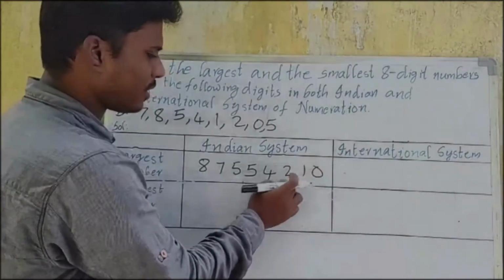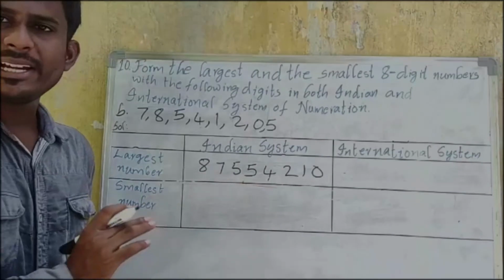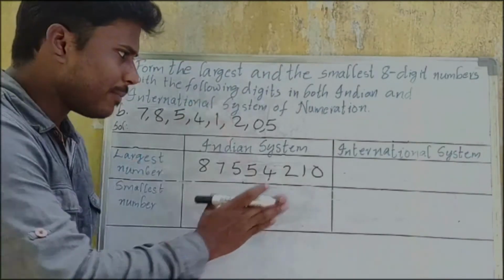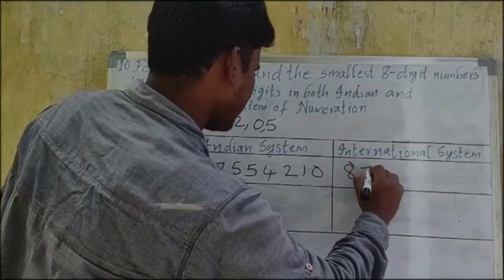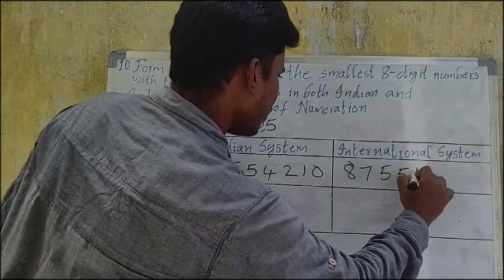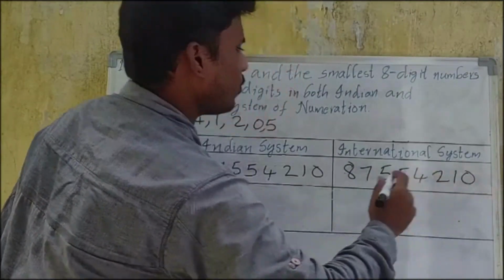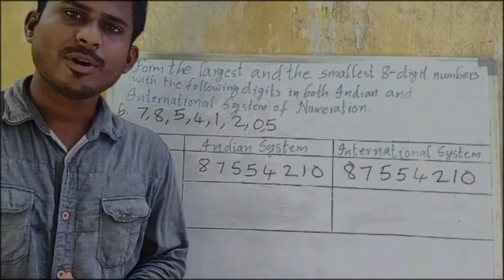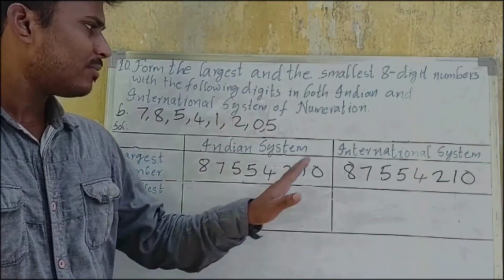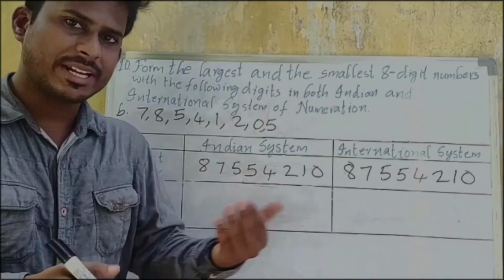Count the digits: 1, 2, 3, 4, 5, 6, 7, 8. 8 digits. Okay. Let us copy the same number here: 8 7 5 5 4 2 1 0. Now let us insert commas according to the Indian system and the international system of numeration, their periods.